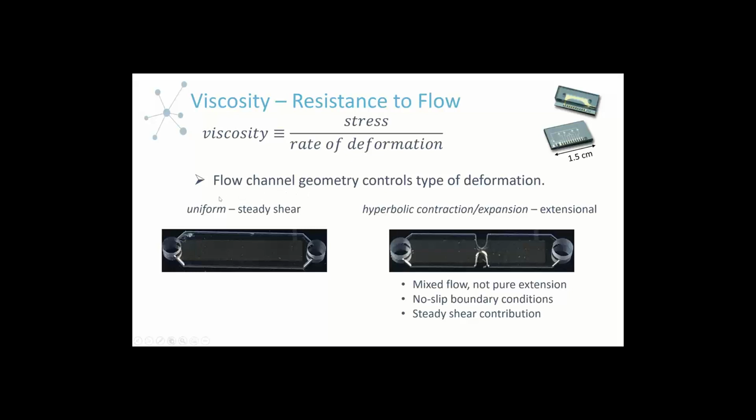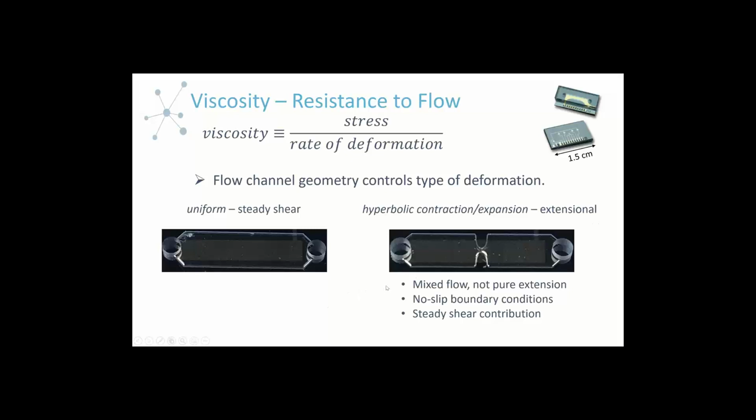For our technology, the way we change the type of continuous deformation, and therefore the type of viscosity, is by changing the flow channel geometry. We change the geometry of our microfluidic flow channel to change the type of deformation we're imposing. Perhaps most of you are familiar with our uniform flow channel, which we use to obtain steady shear viscosity. However, we do have a flow channel, generally referred to as the extensional channel or the m-VROC, where we have introduced a hyperbolic contraction-expansion in the center of the flow channel. This is going to introduce an extensional component to the deformation.